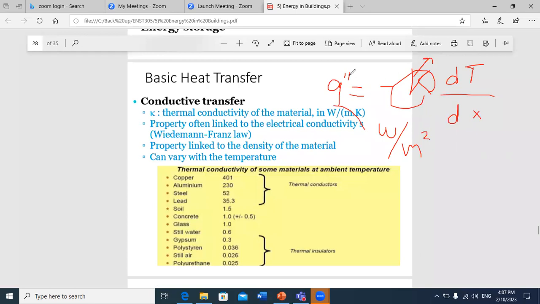larger the heat flux. So in general, for the envelope, we tend to select material with low conductivity in order to reduce the heat losses between the internal and the external space. And here we can see a range of materials with different conductivity, and we can then select based on our application which material to go for.